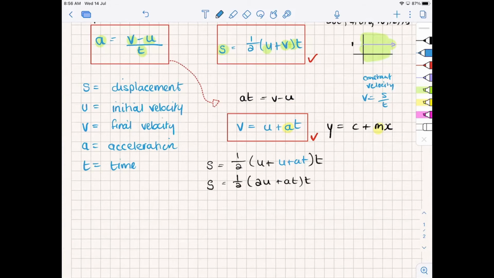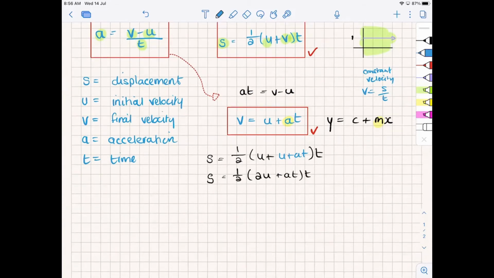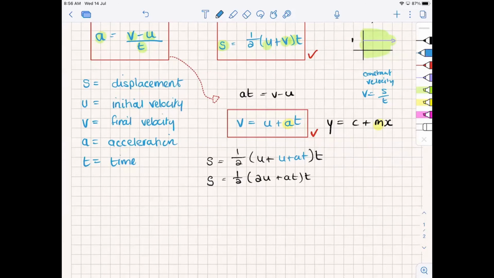So you should have got something that looks very much like this. This equals ut plus 1/2 at squared. So there we have our next one.